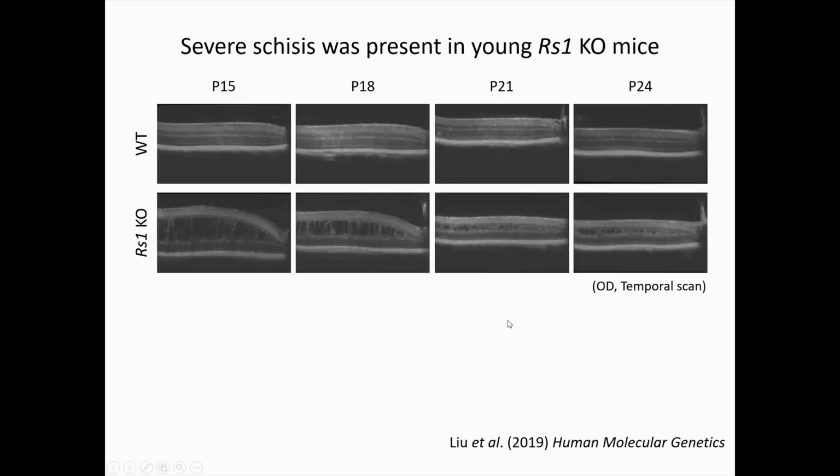So here's our data. These are OCT images taken from very young knockout mice and wild type comparison. What we were impressed to see was that at postnatal day 15, which is a pretty young mouse, there's remarkable levels of schisis in that animal, which is not present in the wild type. And what we also noted was that over time, as the mice aged, the level of schisis became less severe, although it certainly did not disappear.